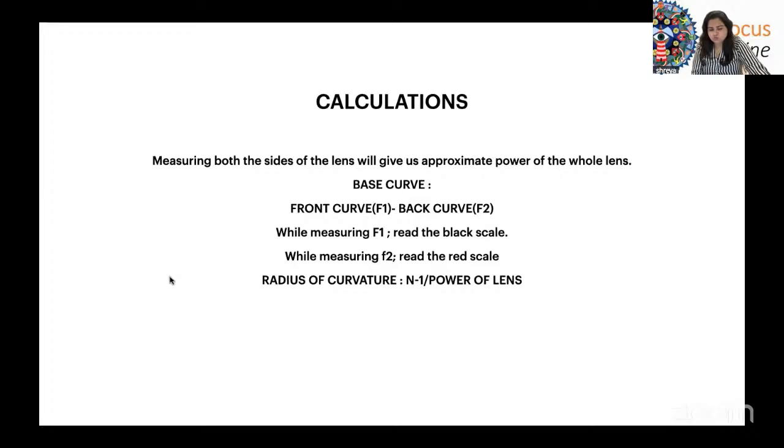So we measure both the sides of the lens, and it gives the approximate power of the whole lens. That is, we measure the power for the front curve, and then we measure the back curve. The difference between the two is going to give us the power of the lens, and the radius of curvature can be known by (n minus 1) upon the power of the lens, n being the refractive index of the material.